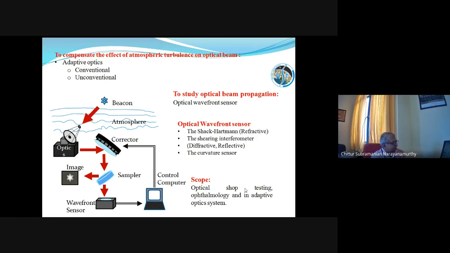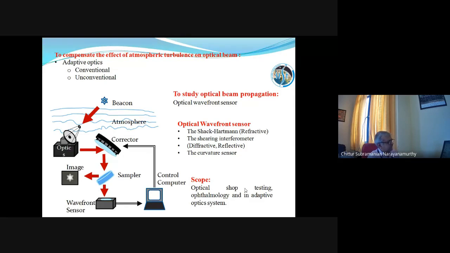So what are the techniques we have? We have both conventional and unconventional techniques. For example, we can shoot a very high power laser into space and create an artificial star-like beacon, a laser beacon. From that we can characterize the atmospheric turbulence, and accordingly we can correct it using control systems.